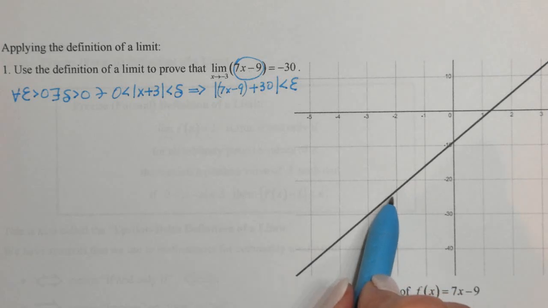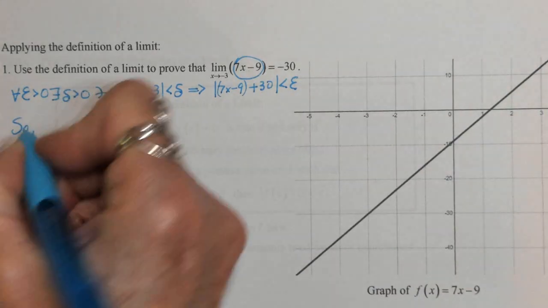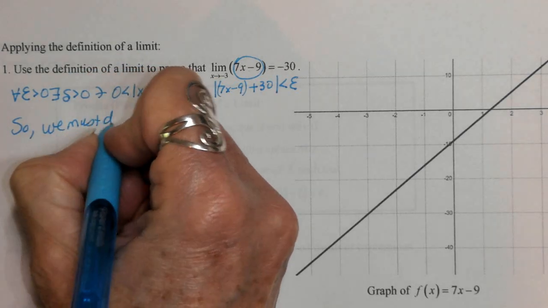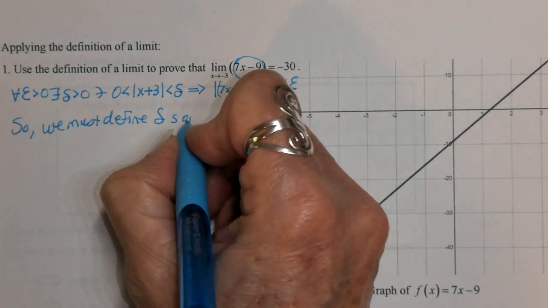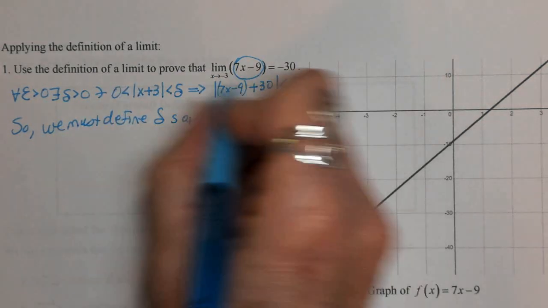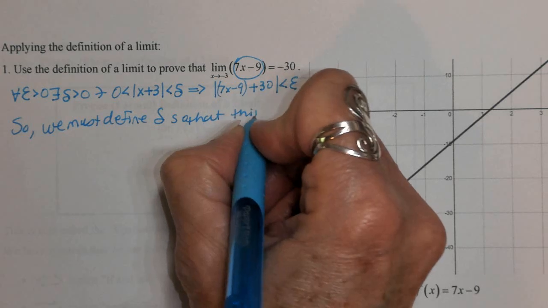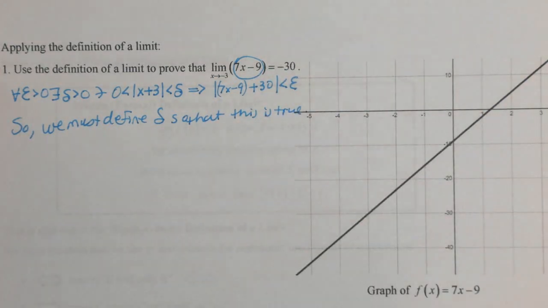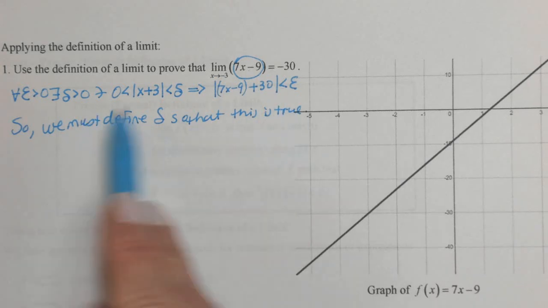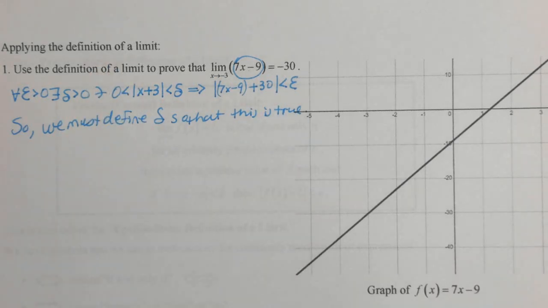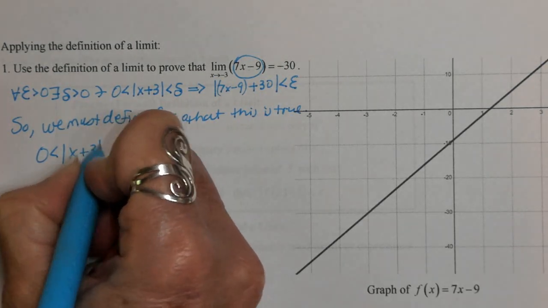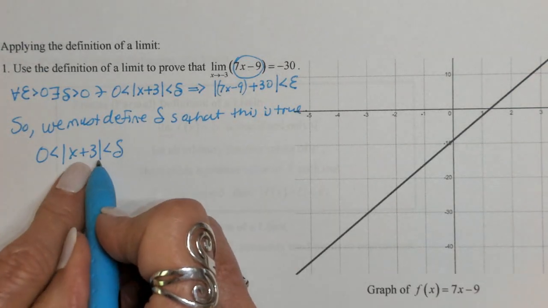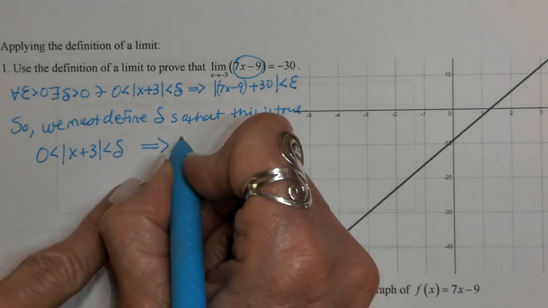Okay, so we must define a delta so that what I just wrote up there is true. That's our goal. If we can define a delta that makes this true, then we have proven this limit. Okay? So we want for this to imply this.